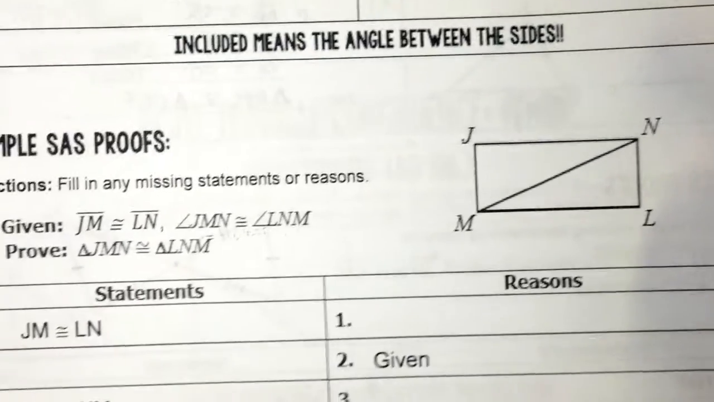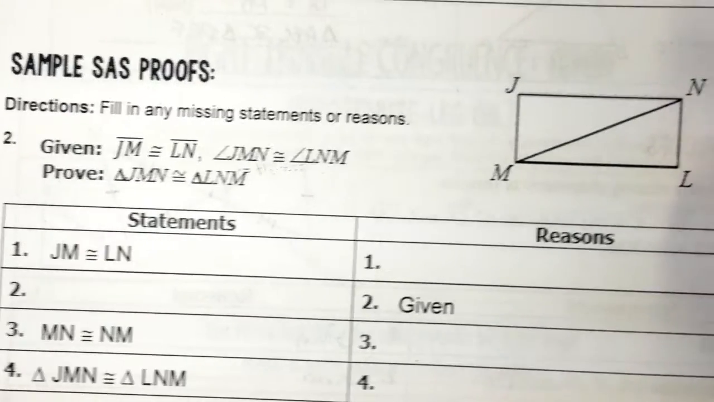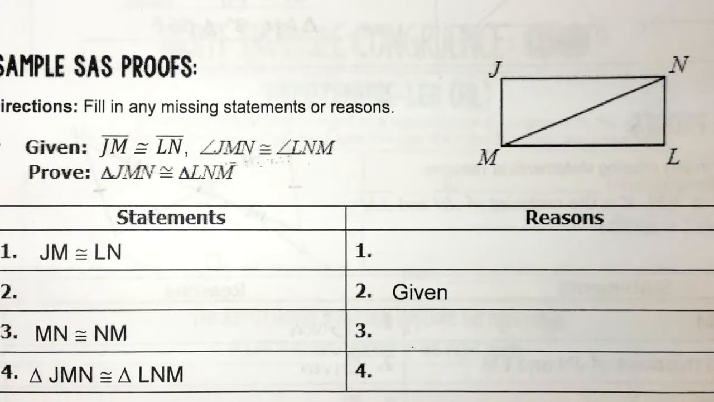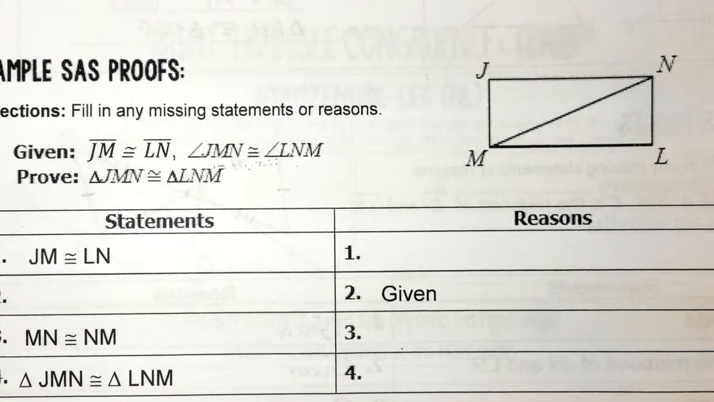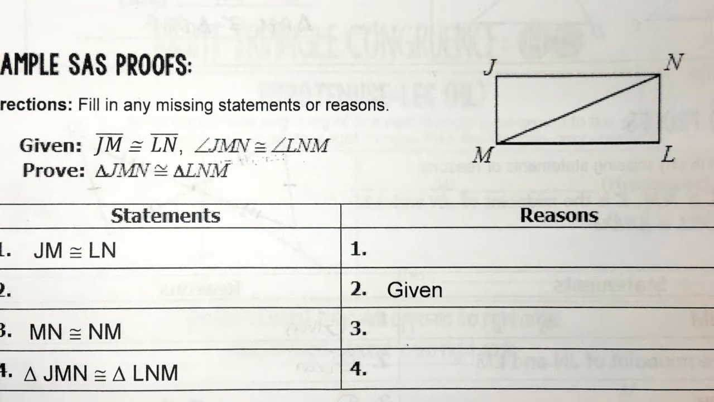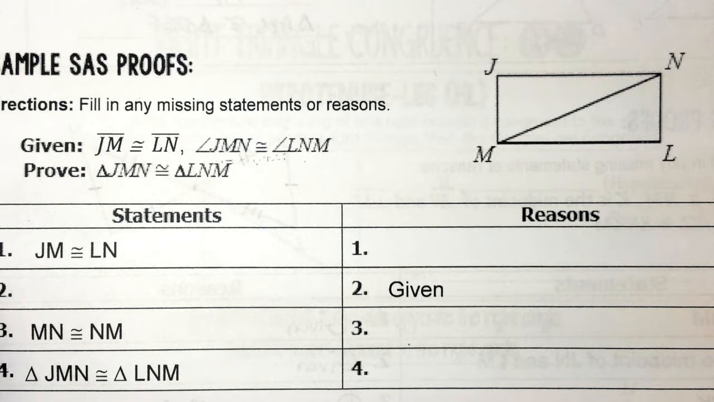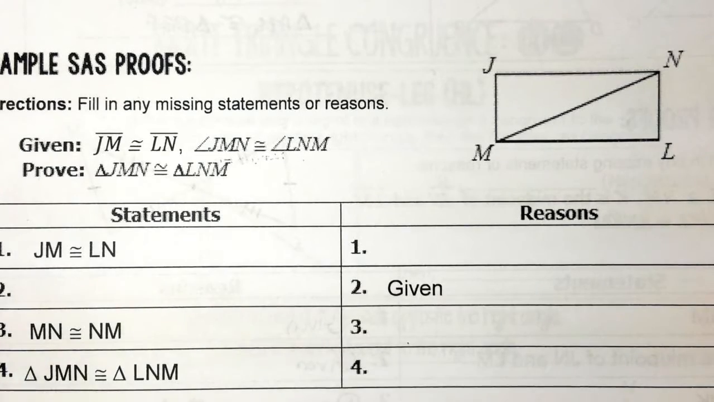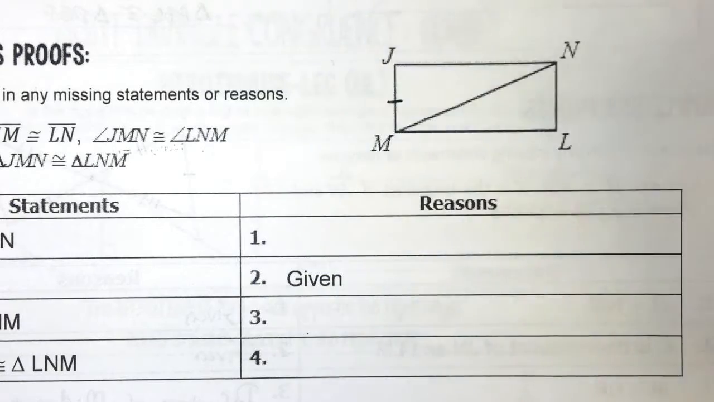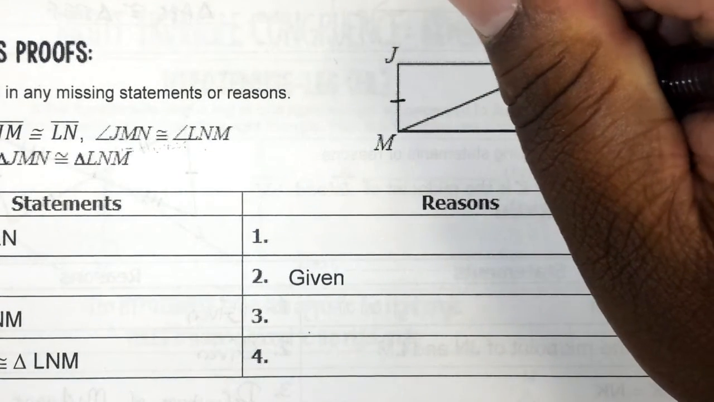Alright, so let's do a proof with SAS in it. Given JM is congruent to LN. Also given angle JMN is congruent to angle LNM. They want us to prove that triangle JMN is congruent to triangle LNM. So we need to mark our given information first. Given, they said JM is congruent to LN.